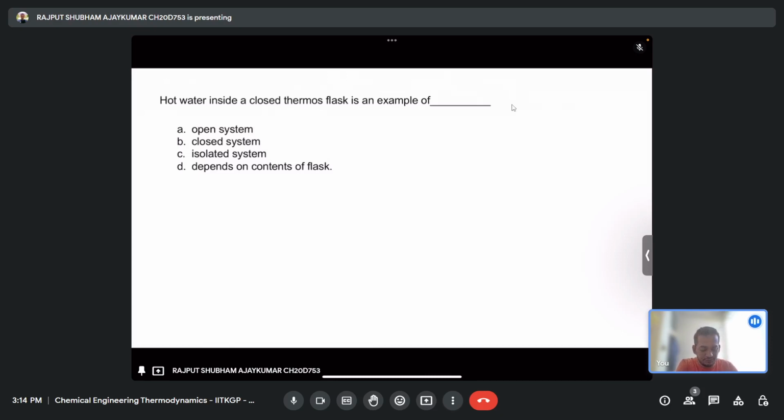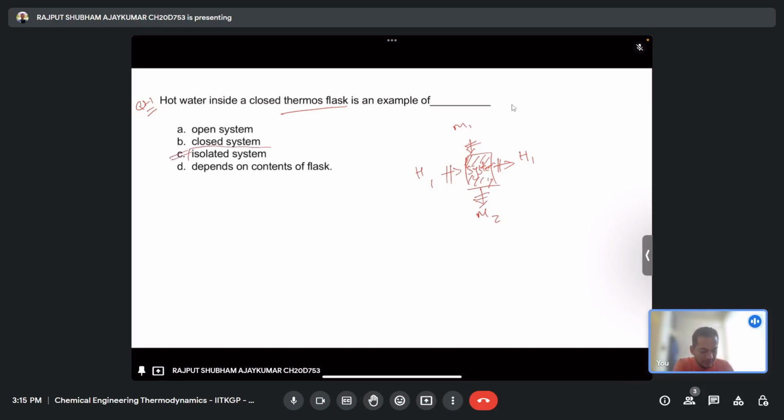So this is the first question: hot water inside a closed thermoflask is an example of what? If I take a system which is closed, and there is no heat and mass flow, I can say the system is isolated. Because it's a thermoflask, it is insulated, so there will be no heat flowing into and out of the system, and no mass flow in and out of the system. It's a typical example of what we call an isolated system.